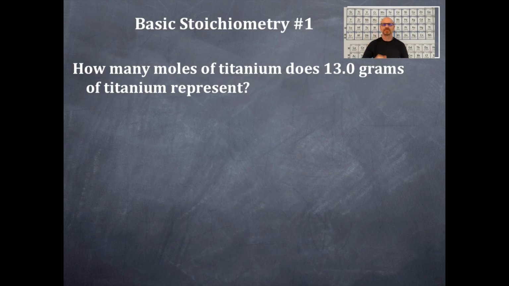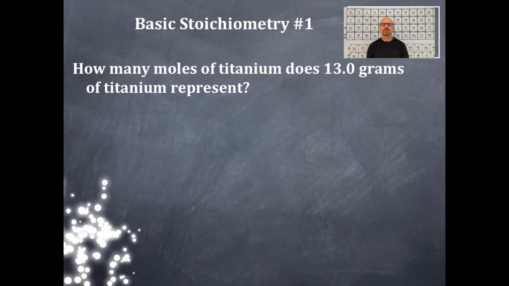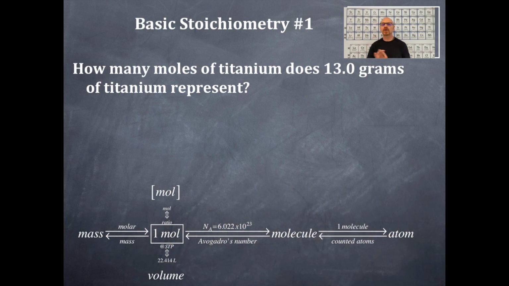Okay, so how many moles of titanium does 13.0 grams of titanium represent? You're going to have this flow chart out all the time and a periodic table. So I want you to go grab a periodic table, pause the video if you don't already have one. So what do we have on this problem? We have grams. Grams is a mass. What is the question asking for? The question is asking for moles. So that's where we're going to end. We're going to start at mass and go to moles. This is going to be a one-step problem.